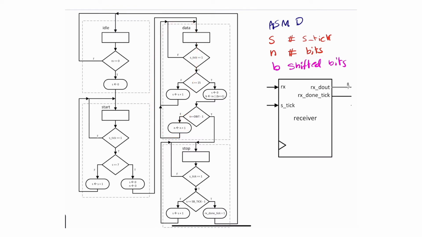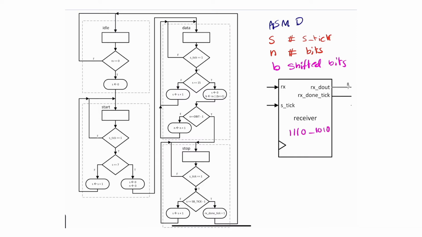Once you shift all the data bits, parity bits, and everything, n will equal d bit minus 1. If we are just talking about data bits, d bit will be 8, minus 1 is 7, so my n will be equal to 7. That means I shifted 7 bits already, so I'm done receiving all the data bits. Basically, my receiver, or my B register, actually has the value I wanted to shift.